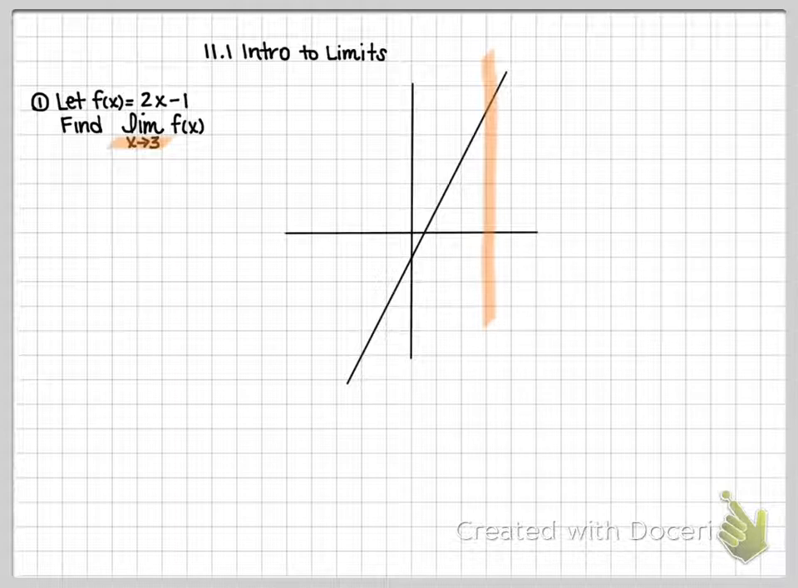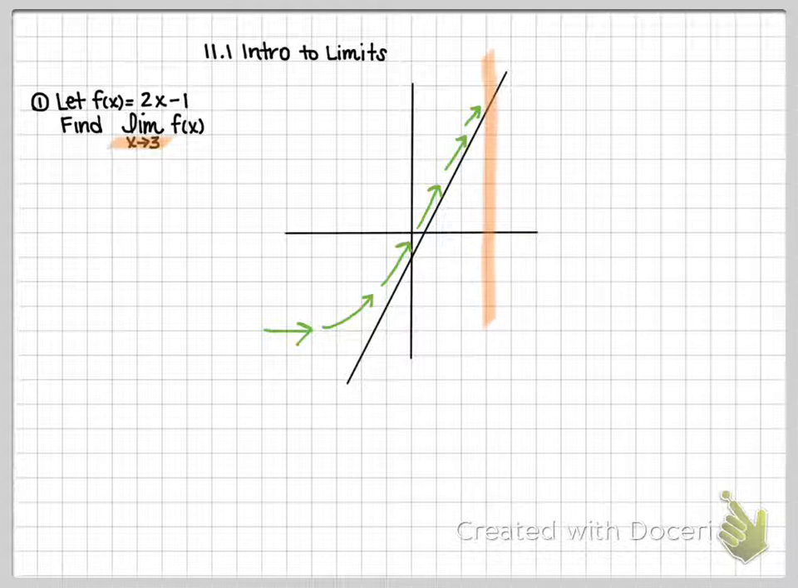So remember, it's all about the approach. I'm going to approach from the left and I'm going to approach from the right. So I'm going to focus in on that orange line, and as I come in from the left-hand side, I want to see what is happening to my y value. As I come in from the left, I want to get closer and closer and closer to that x equals 3 part. And I'm trying to focus on where that y value is.